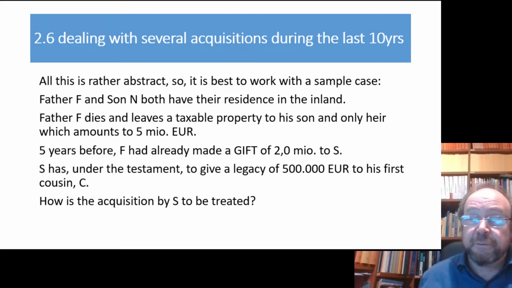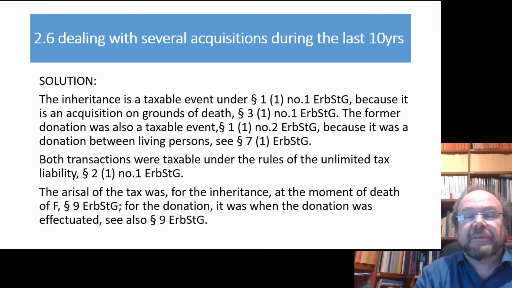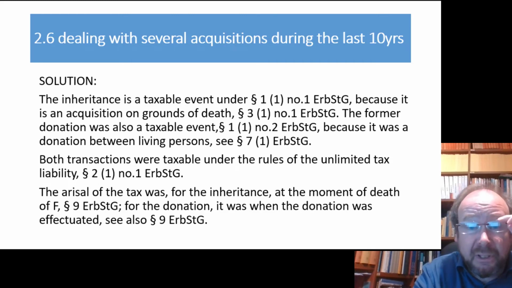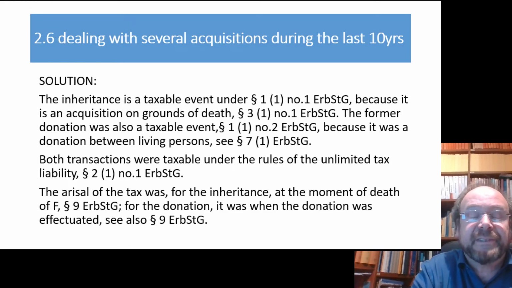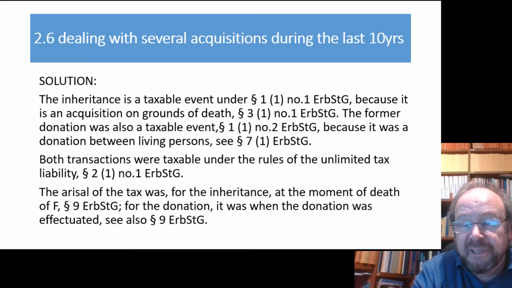And well, this was the question, and what we then need is naturally a solution. And here is that solution. The inheritance is a taxable event under number 1 of the Inheritance Tax Act, because it is an acquisition on grounds of death. You find inheritances in the list of 3.1 number 1 Inheritance Tax Act that clarifies, yes, that is an acquisition on grounds of death. The former donation was also a taxable event, 1.1 number 2, because it is a donation between living persons that can be checked up in 7.1 of the Inheritance Tax Act. I hope it's number 1 there, but I would have to look it up, as you always should do, by the way, too. Never believe anything, always look it up in the text of the law.